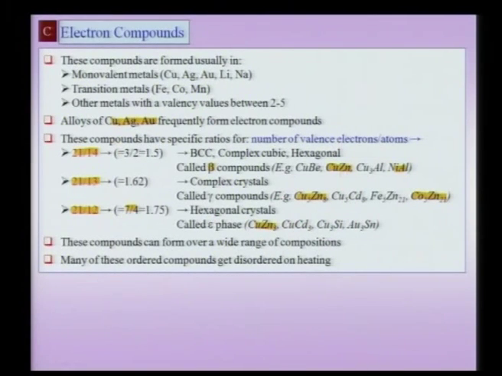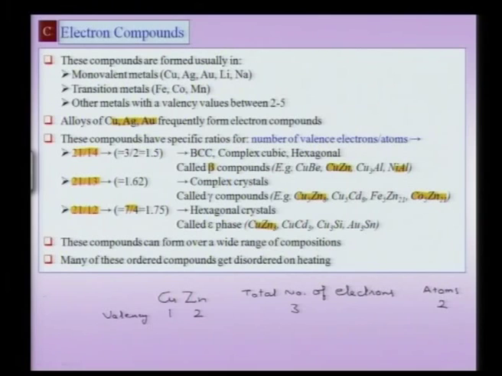Now zinc gives a valency of 2, copper a valency of 1. Therefore, the total number of electrons in the system is... so now I am considering the example of copper zinc. Zinc has a valency of 2, so this is my valency, and copper has a valency of 1. So the total number of electrons is 3. As you can see from the chemical formula, the total number of atoms is 1 plus 1, 2.